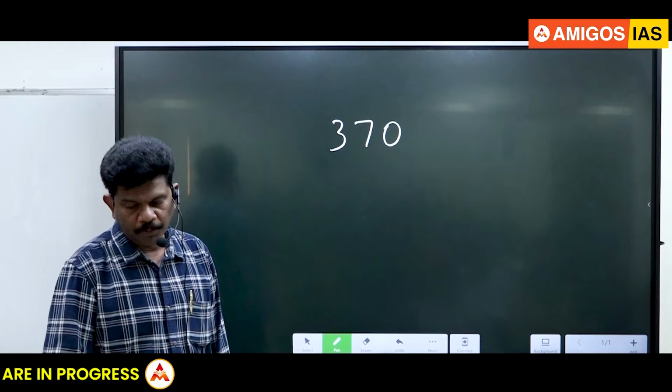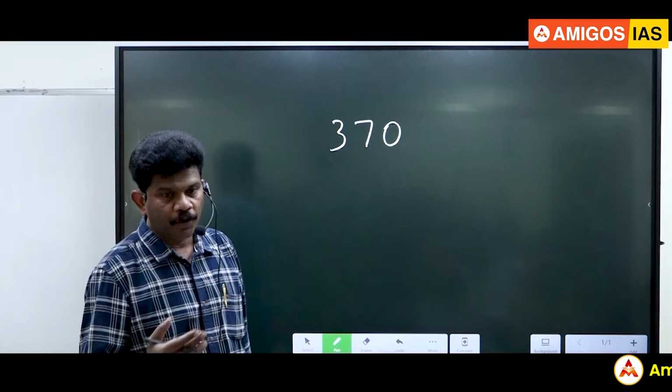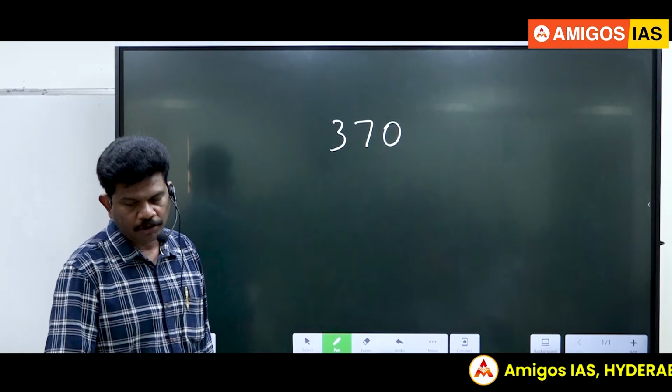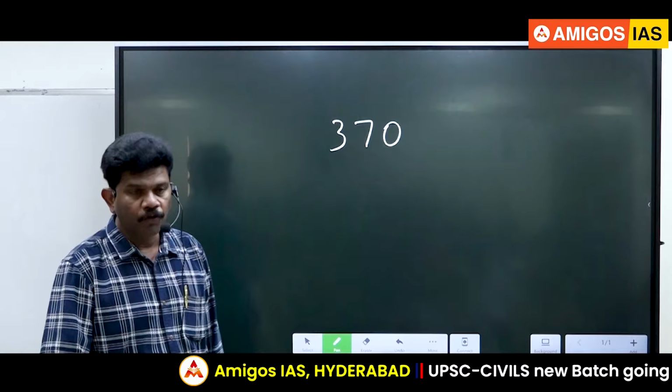And Jammu and Kashmir was allowed to have a separate constitution. Jammu and Kashmir, temporary provision regarding what? It was allowed to have a separate constitution. And in 1952, we had a Delhi Agreement.